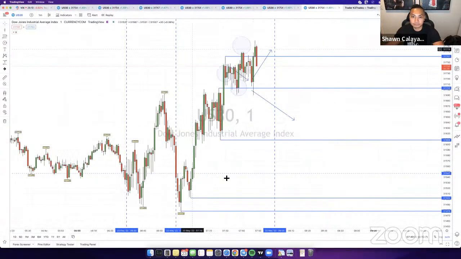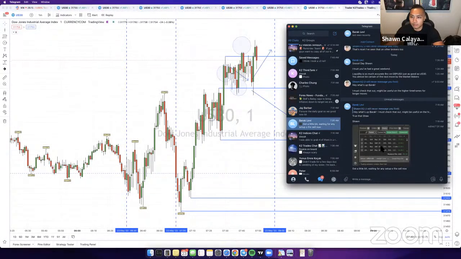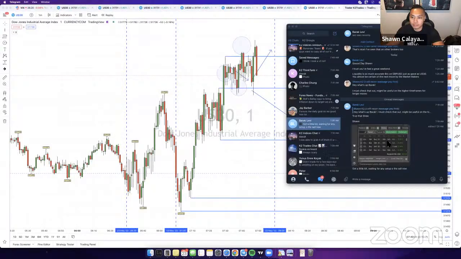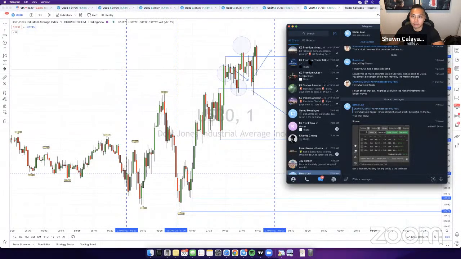Other than that, let's see, Barack over here as well. Barack said, true that, Sean. Got a little bit waiting for any setup for the sell. So he took a couple trades today. He locked in a total of 490 cents. Nice work right here, Barack. He said he's looking for some sells, but if he doesn't see anything, he's just going to sit it out, which is fine.